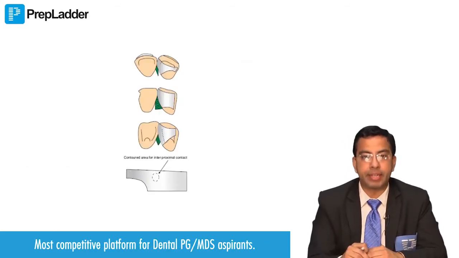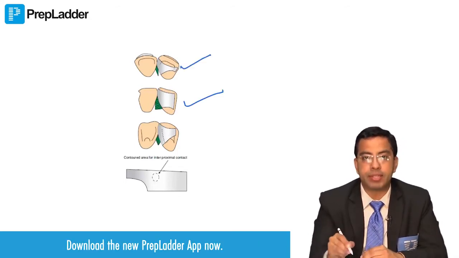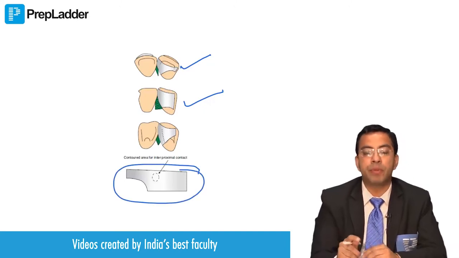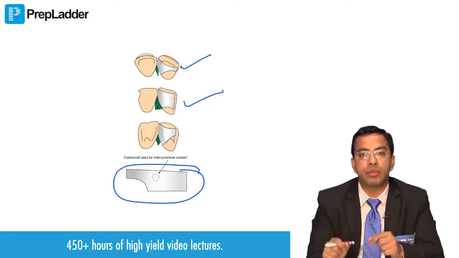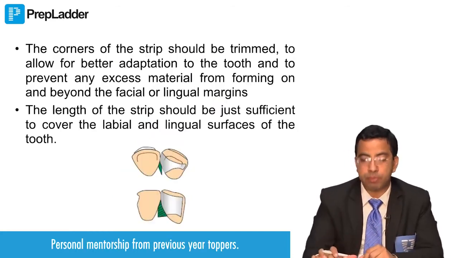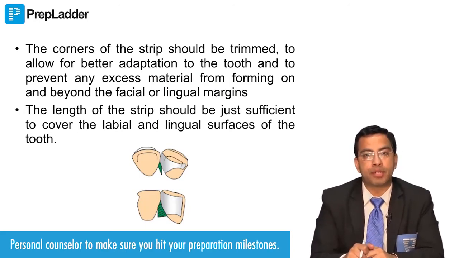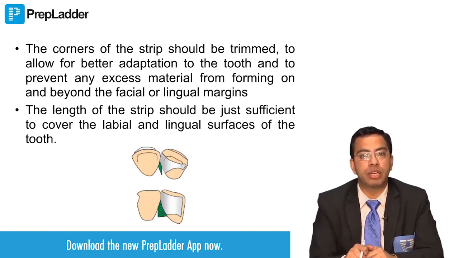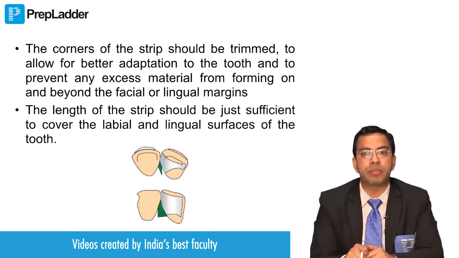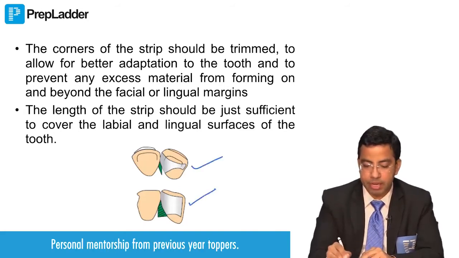So, this is a diagrammatic representation from the lingual side, from the labial side, and this is your contoured strip. So, you pre-contour the strip and then you insert it into the interproximal area, then you insert the wedge and support it. The corners of the strip should be trimmed to allow for better adaptation to the tooth structure and to prevent any excess material from forming beyond the facial or the lingual margins. The length of the strip should be sufficient to cover the labial and the lingual surface of the tooth. So, labial surface and the lingual surface.